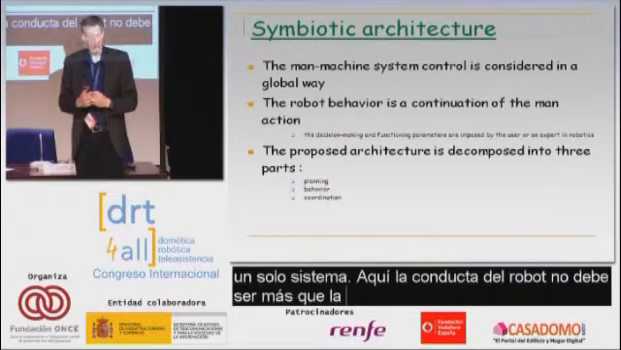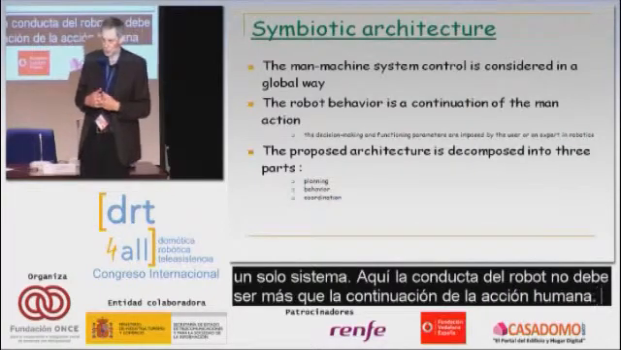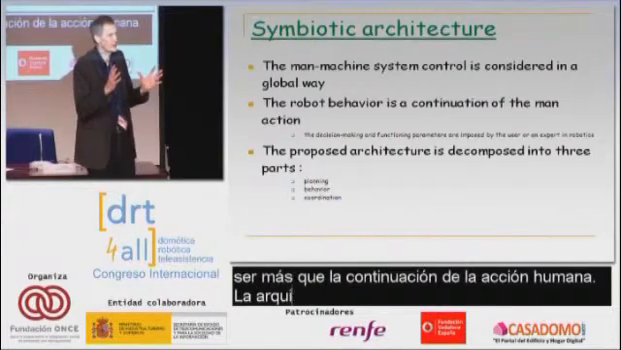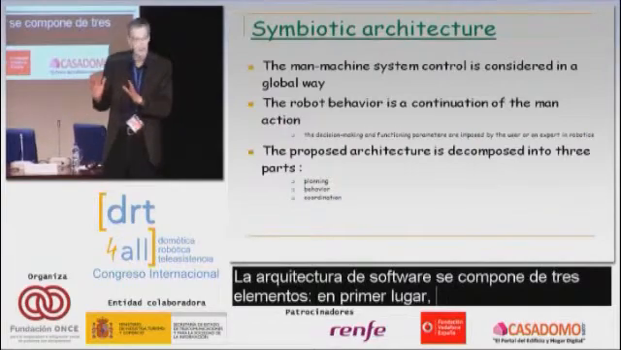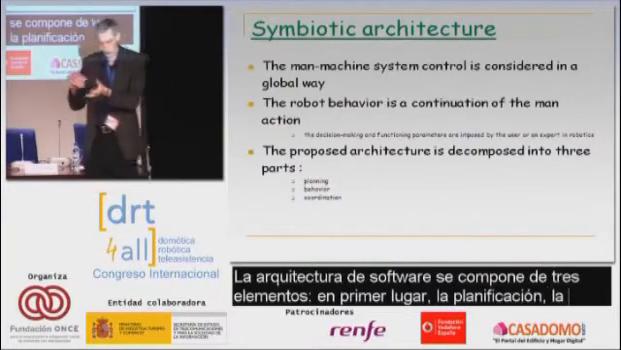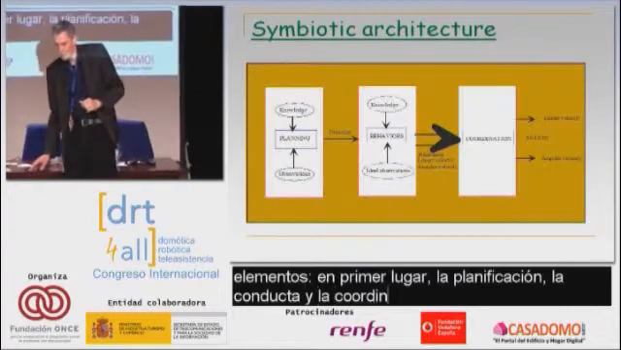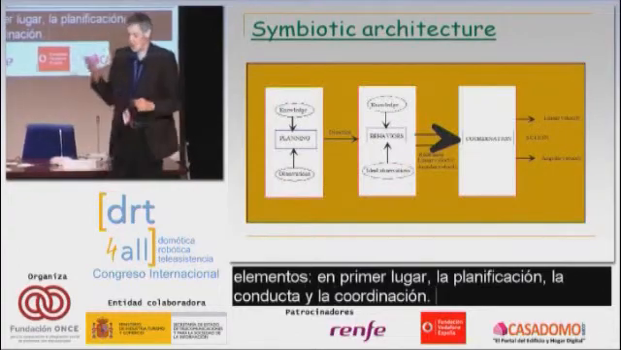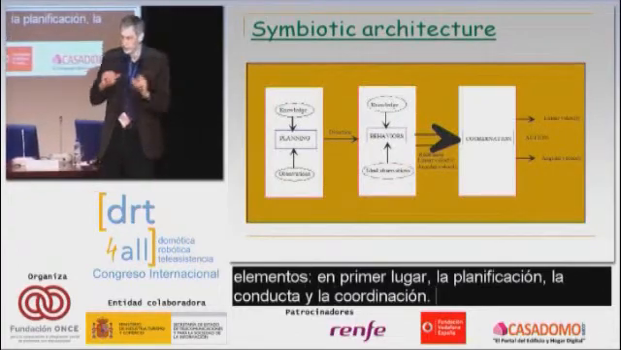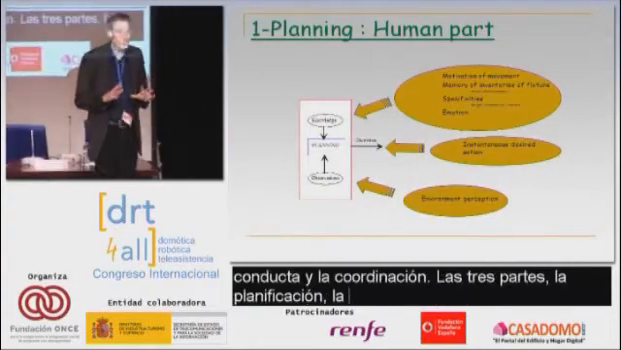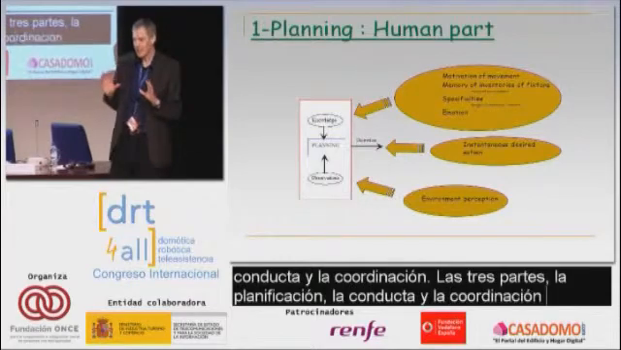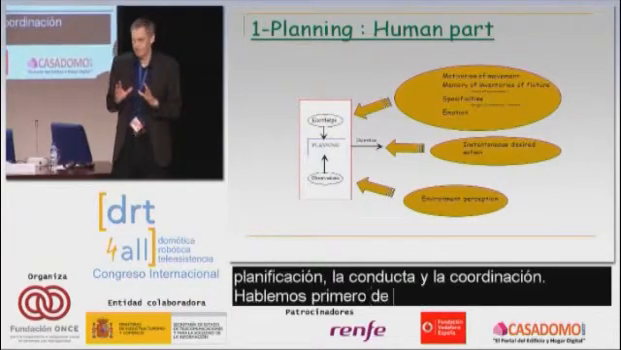The software architecture we proposed is decomposed in three parts. First, the planning part, the behavior, and the coordination part. Here, the same, the three parts: the planning, the behavior, and the coordination. Coming back, first, the planning part. The planning part is only the human part.